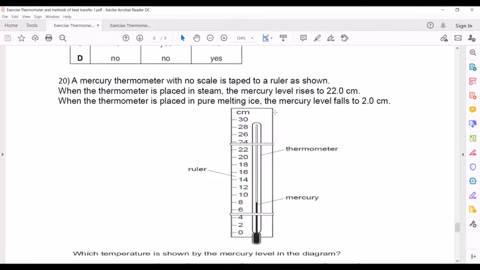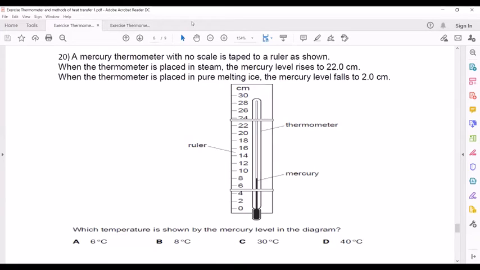And question number 20. A mercury thermometer with no scale is taped to a ruler as shown. When the thermometer is placed in steam, the temperature of boiling water or steam is 100, and the mercury level rises to 22 centimeters. When the thermometer is placed in pure melting ice, the temperature of pure melting ice is 0, and the level falls to 2 centimeters.